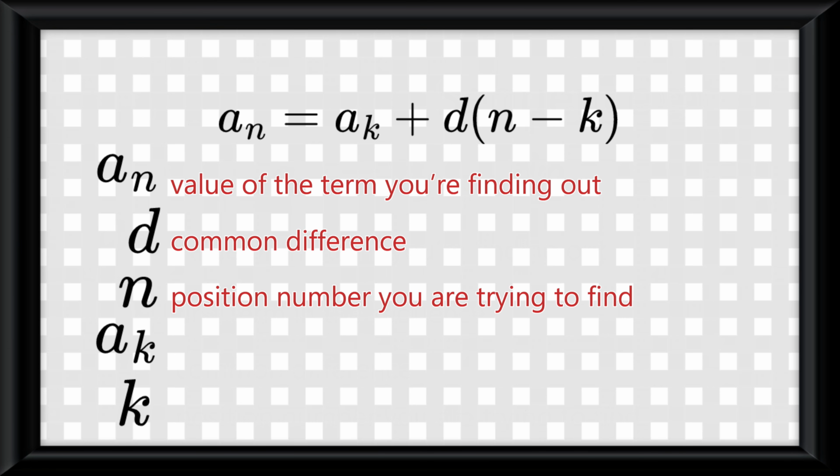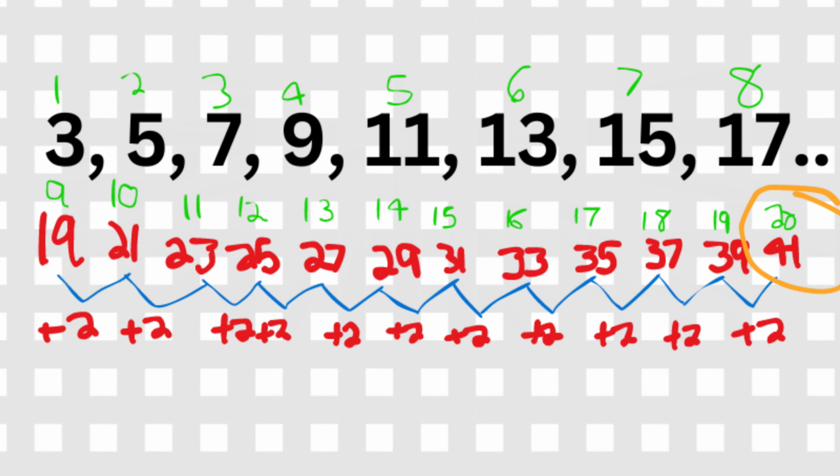But what if you don't know the first term in the sequence? Well, that's why we have another equation. a sub n equals a sub k plus d multiplied by (n minus k), where a sub k is the already known term, and k is the position number of the known term. Or you could just add the common difference to get the answer, but you know.